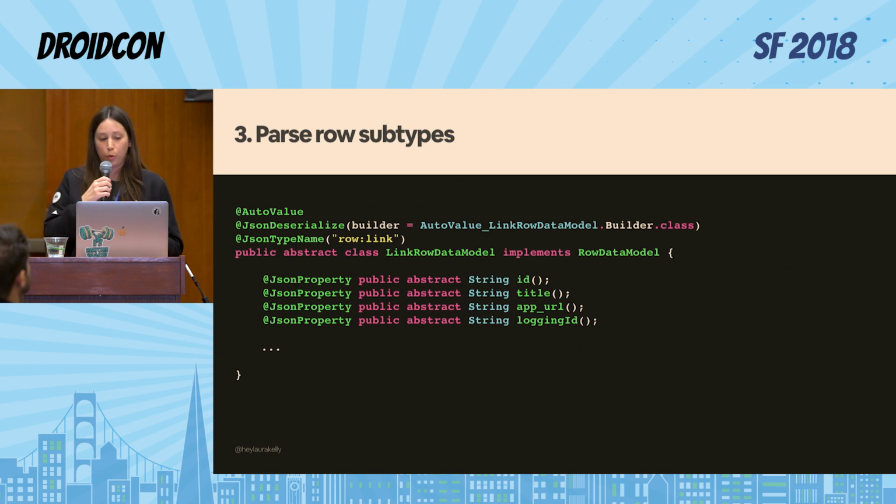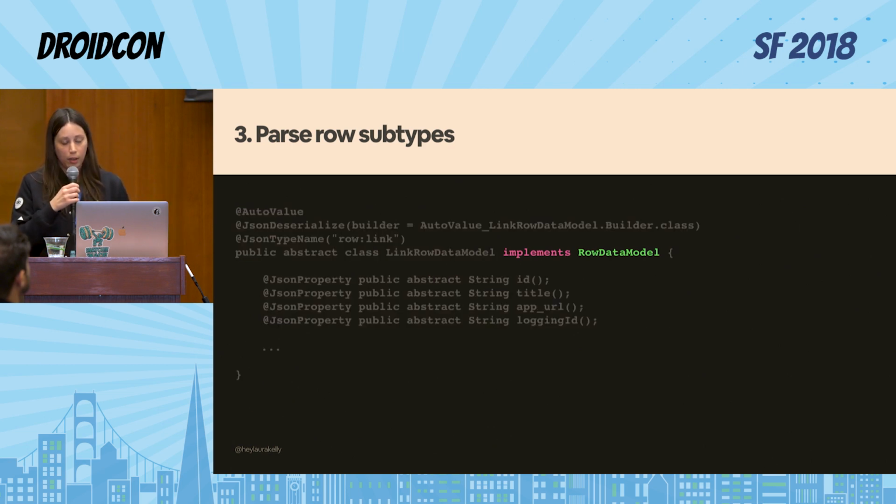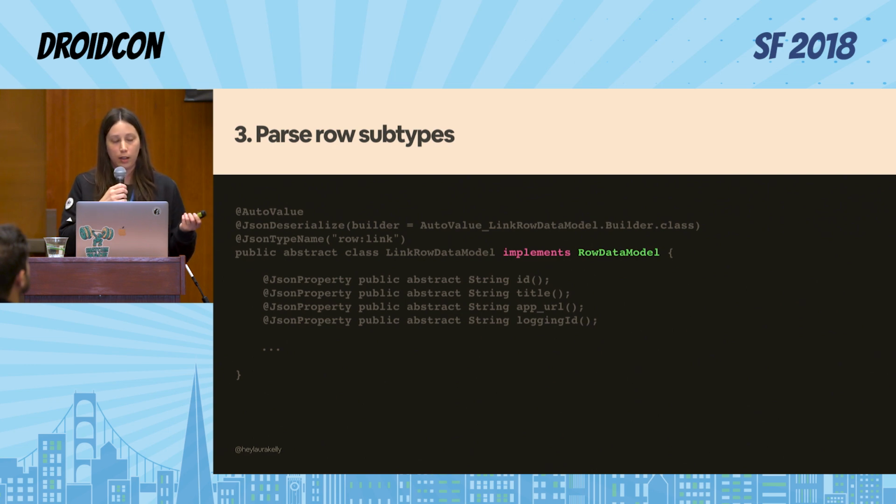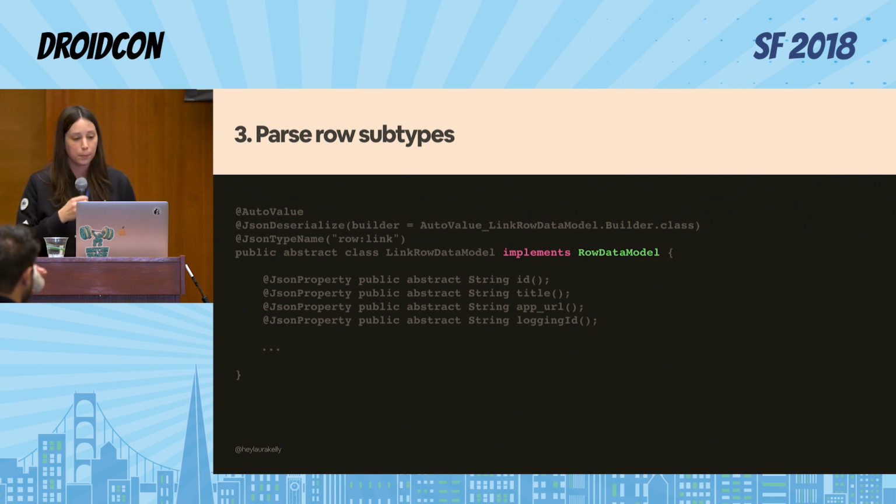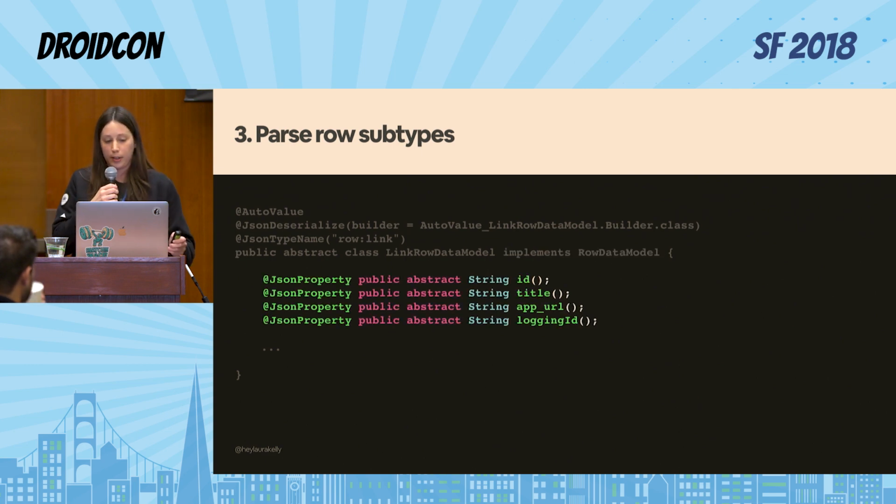If you look at that actual link row data model class, a couple important things are here. First of all, it's implementing that base row data class, so it implements the interface we talked about. And it's got some properties here. The ID is a part of that implementation of the interface, and then things like title and app URL are specific to this subtype.